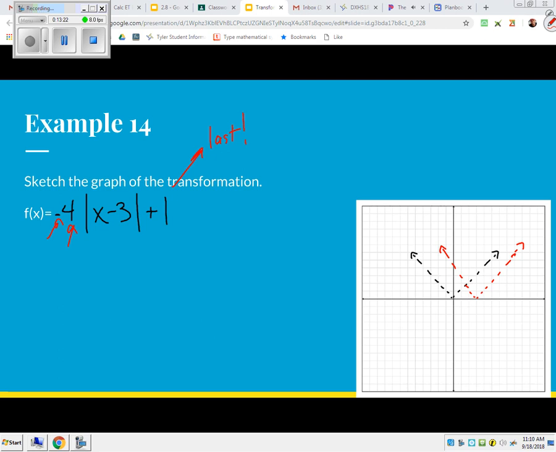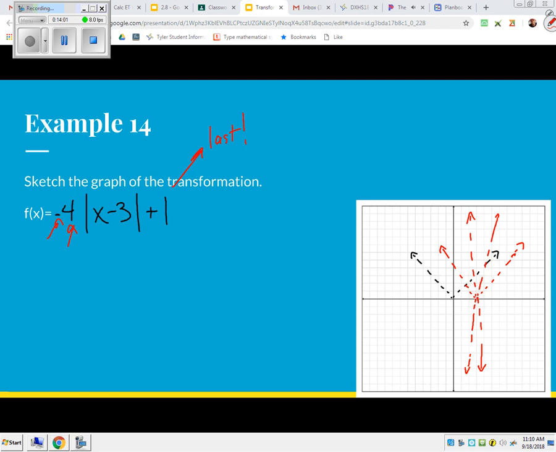So the 4 stretched by 4. So make it so it's 4 times as tall, right? It's going to be stretched out 4 times. Ooh, that is a skinny, skinny V coming up. If you draw it like this, I can check your work as you go. It's a lot easier. Now that negative in front, which way is it going to reflect it? It's going to come down again. It's up and down. So my skinny V now is coming down.